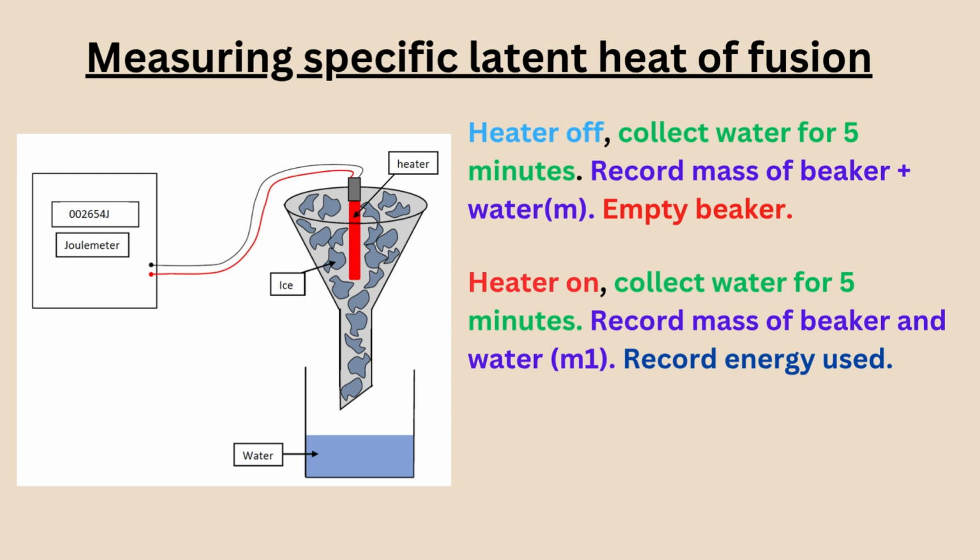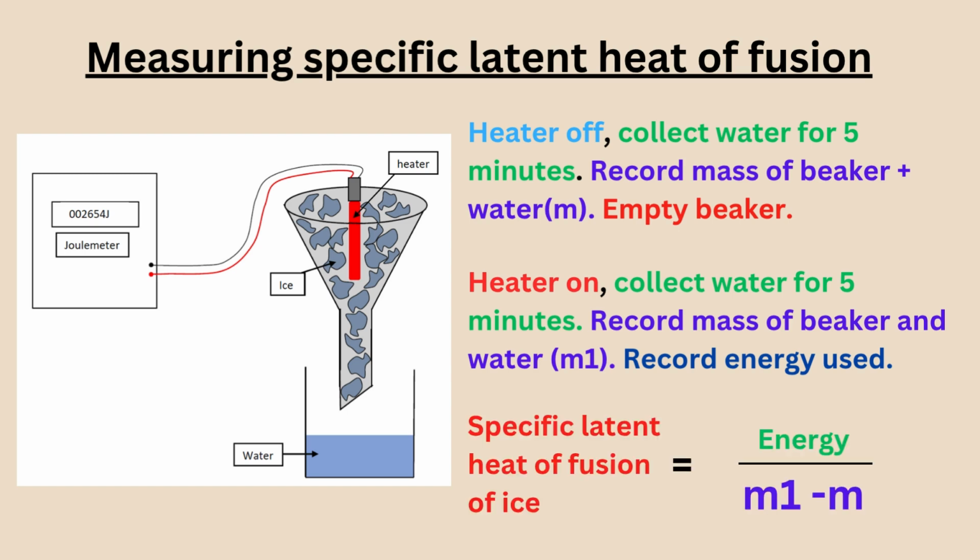Doing the experiment this way will allow us to work out or calculate how much of the ice melts due to the heater, because some of the ice will melt due to room temperature. And to do that, we will subtract the two masses. So the specific latent heat of fusion of ice is equal to the energy divided by M1 minus M.